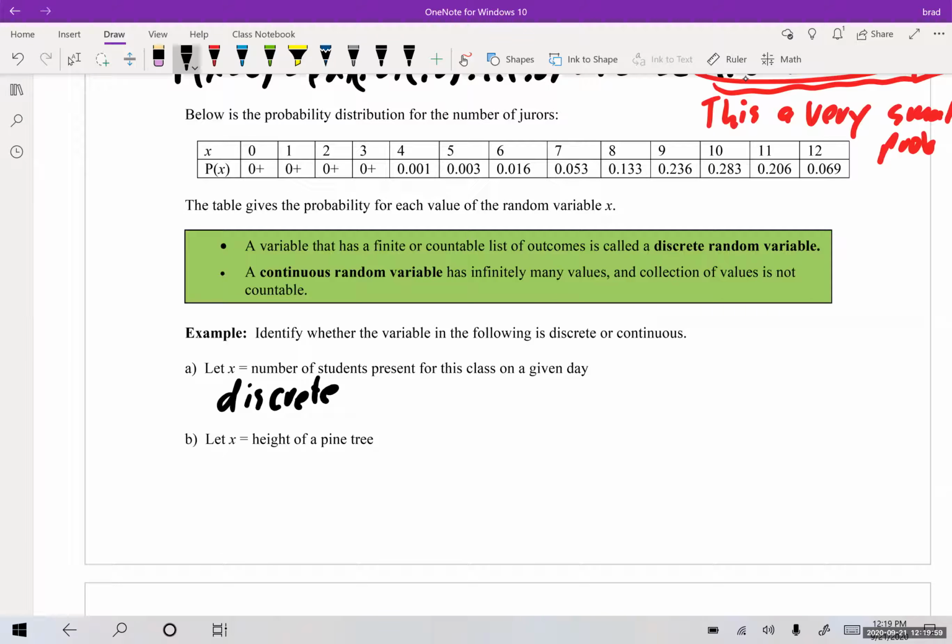Now this one, height of a pine tree. Somebody that has a really accurate measuring tool might get a different height of the pine tree than I got if I was using like a meter stick. So again, this was how I decide if something's discrete or continuous. So this is continuous because the height of a pine tree could be 37.2817 feet, or it could be 32.81752683 feet, and so on and so on. So this is a continuous random variable.